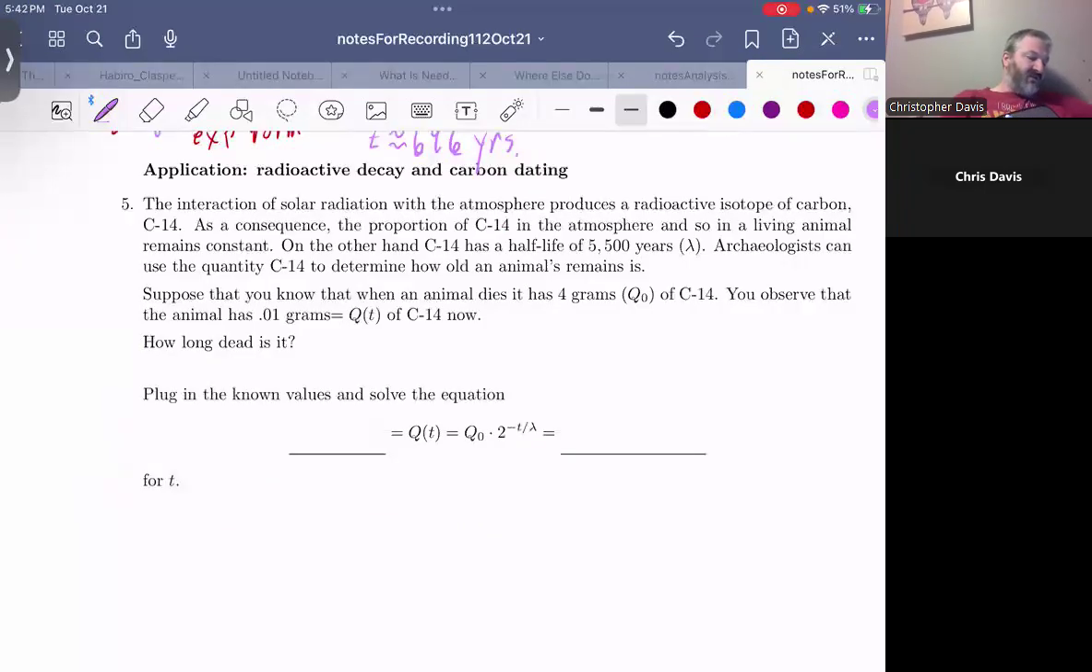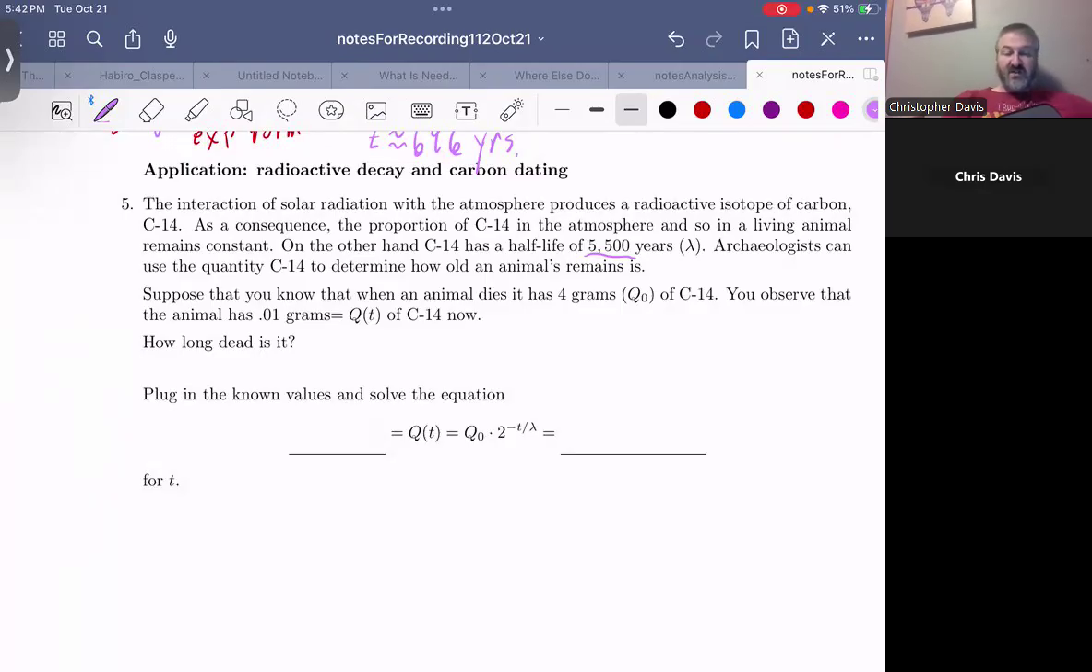All right. So, interaction of solar radiation with the atmosphere produces an isotope called carbon-14. As a consequence, the amount of C14 in the atmosphere, and so in a living animal, remains constant. So as long as an animal is alive, you can assume that it has roughly the same proportion of C14 in it throughout its whole lifespan. On the other hand, C14 also has a half-life of 5,500 years. So once the animal dies, it's not taking in C14 from the atmosphere anymore. So that carbon-14 is going to continue to decay. Every 5,500 years, it's going to reduce by a factor of 2.